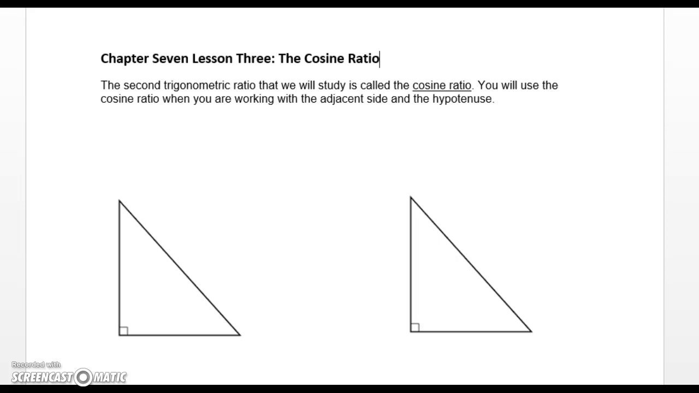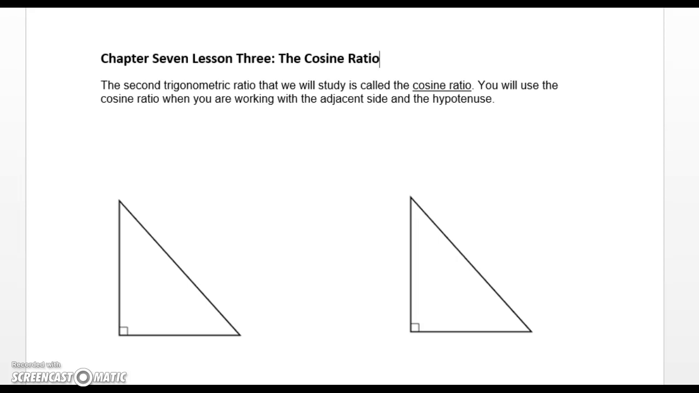In this video, we're going to look at lesson 3 from chapter 7, which is talking about the cosine ratio. So the second trigonometric ratio that we will study is called the cosine ratio. And we're going to use this ratio when we're working with the adjacent side and the hypotenuse in a right triangle.